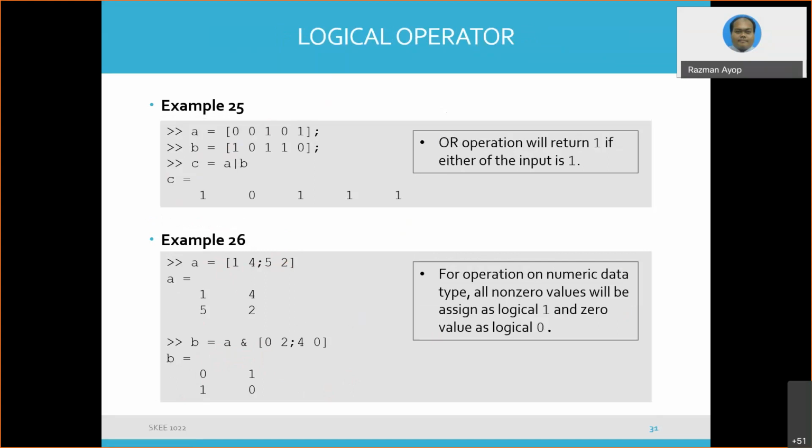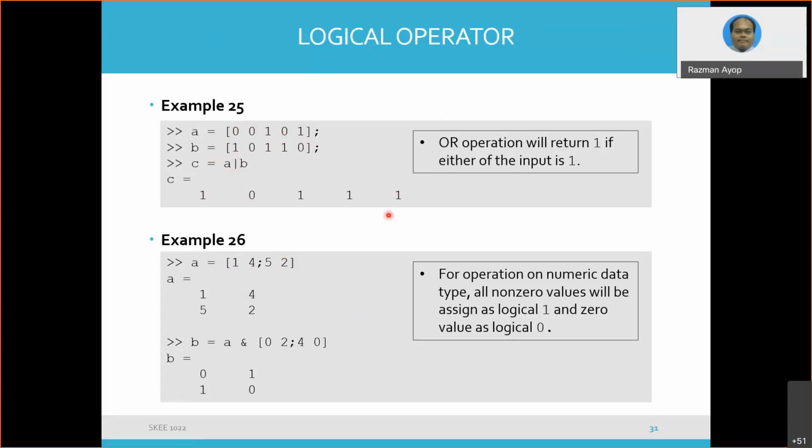Okay, this is a little bit more confusing. If you have a vector and a vector, this is a vector, this is a vector, it will compare one by one, something like this. So you will get this. So this is the OR. Or you use this one, which is at the top of the enter key on your keyboard. You have to press shift. So do this, you get 0 or 1 is 1, 0 or 0 is 0, 1 or 1 is 1, 0 or 1 is 1, and so on.